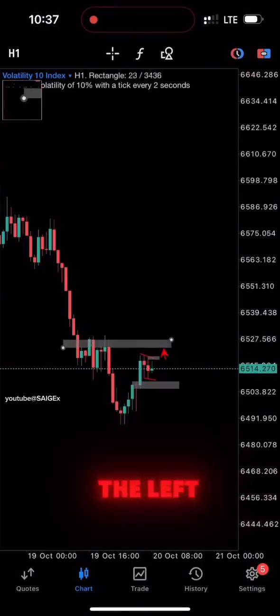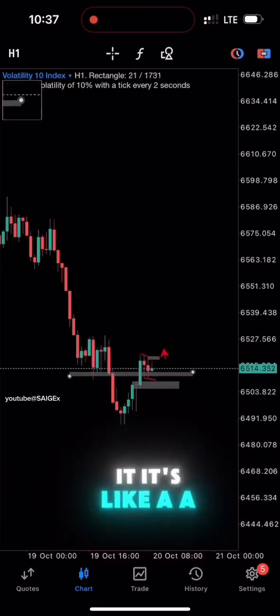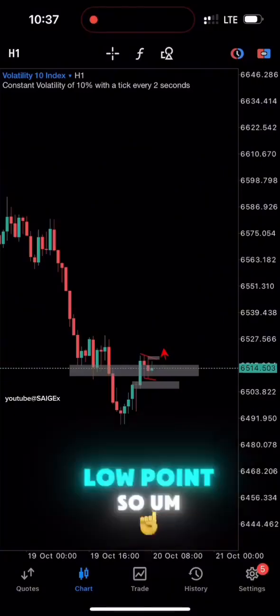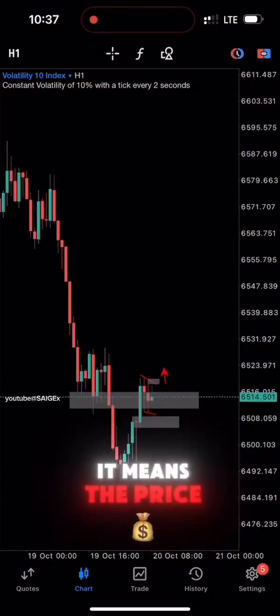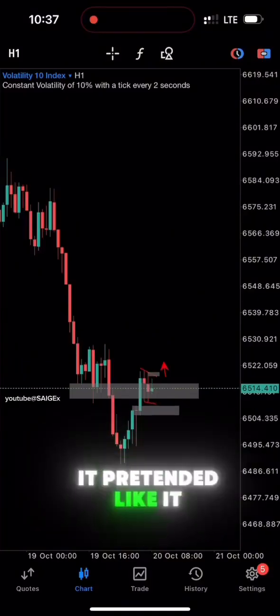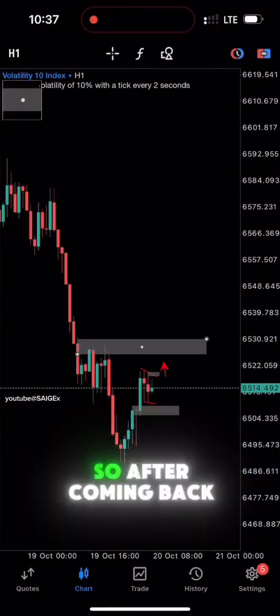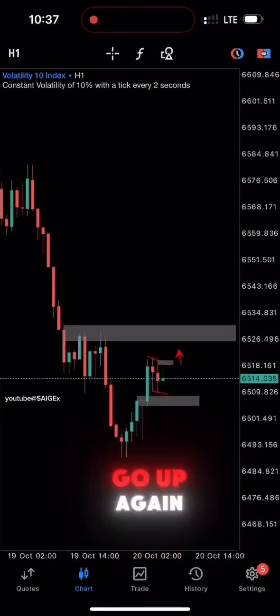So if you look to the left, we can see we have resistance, right? So it's like to the left here we have a lower low point. So the lower low point, it means the current price, when it came to that point, it pretended like it was about to break going upwards, and then it came back down. So after coming back down with the retest, after it finishes, well, it's gonna go up again.